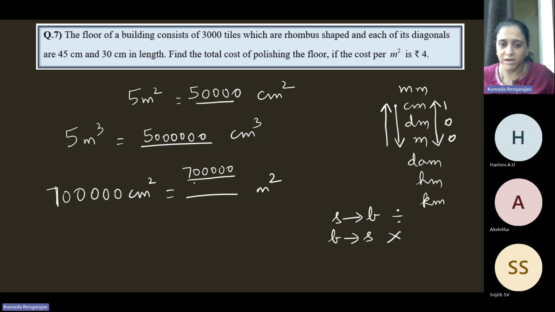Centimeter to meter, you divide by 100. Centimeter square to meter square, do that 2 times. Divide by 100, whatever you do it 2 times. So 0, 0, 0, 0, 0, 0, 0, 0. So it is 70 meters square.